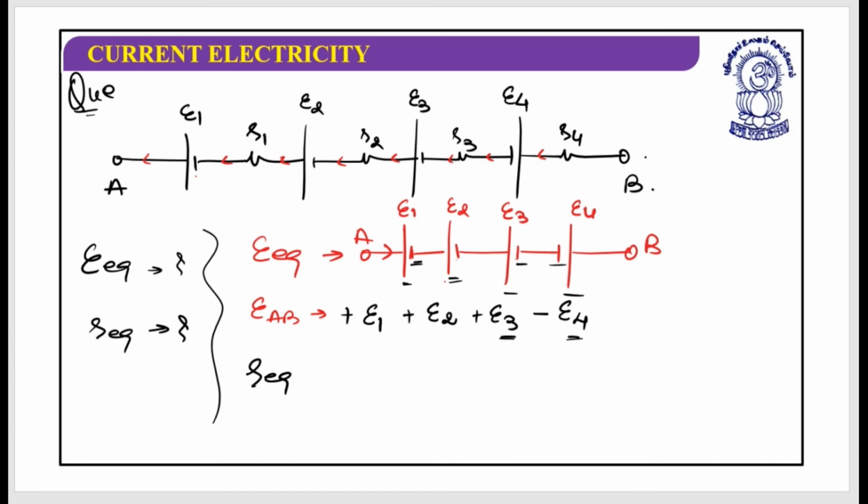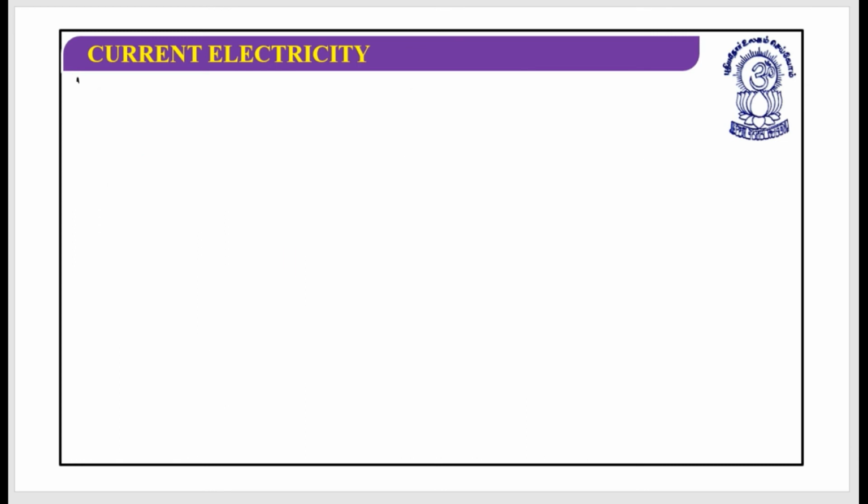And what about the R equivalent? Resistances have no polarity, they are just going to add up: R1, R2, R3, R4 and onwards. I hope these things are clear. Is it clear? Any doubts? Anything? No? Great. Let's have a look at the questions.